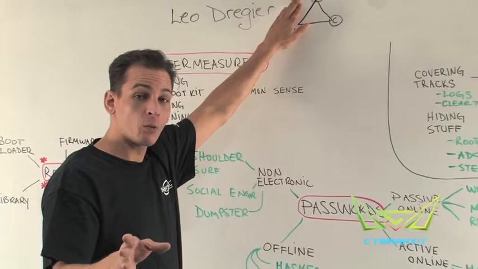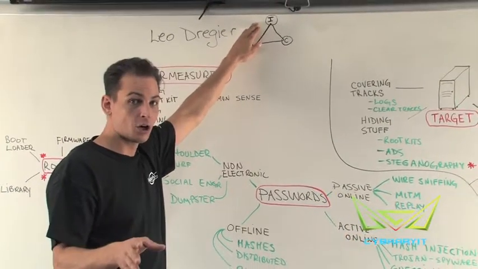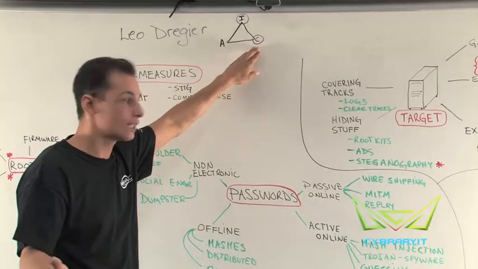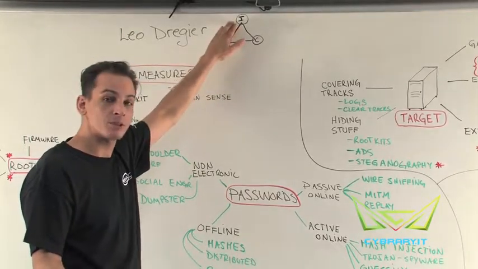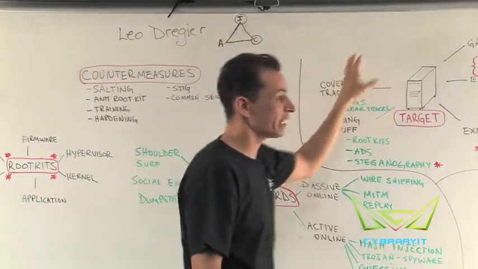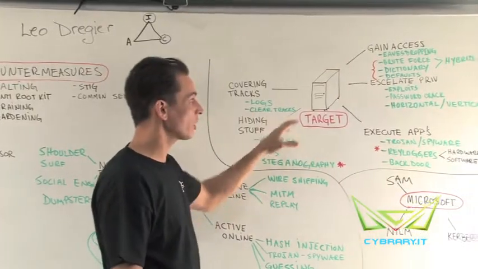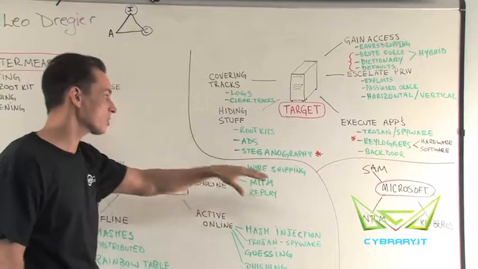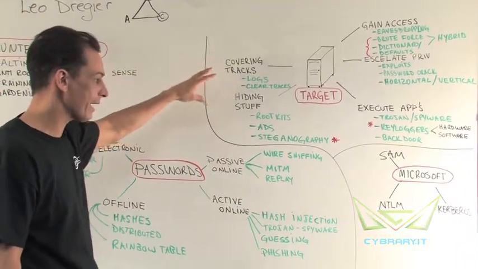We're at the first point where we can change the integrity of our targets. We're not only using disclosure, like what a password is, but we're also exploiting the system in terms of integrity. There are plenty of things that we can go after on our target: gaining access, escalating privileges, executing applications, hiding stuff, and covering our tracks.